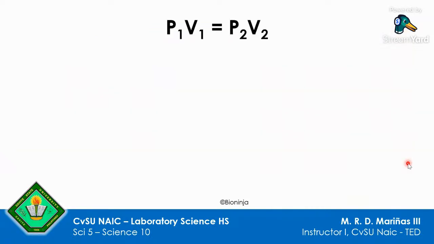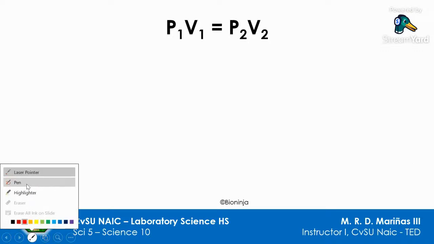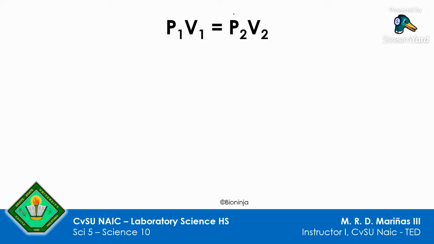But the first thing here is how are we going to solve or how are we going to transform the formula? So let me use a different color. Let me use green. For example, ang hinahanap natin sa first value, okay?